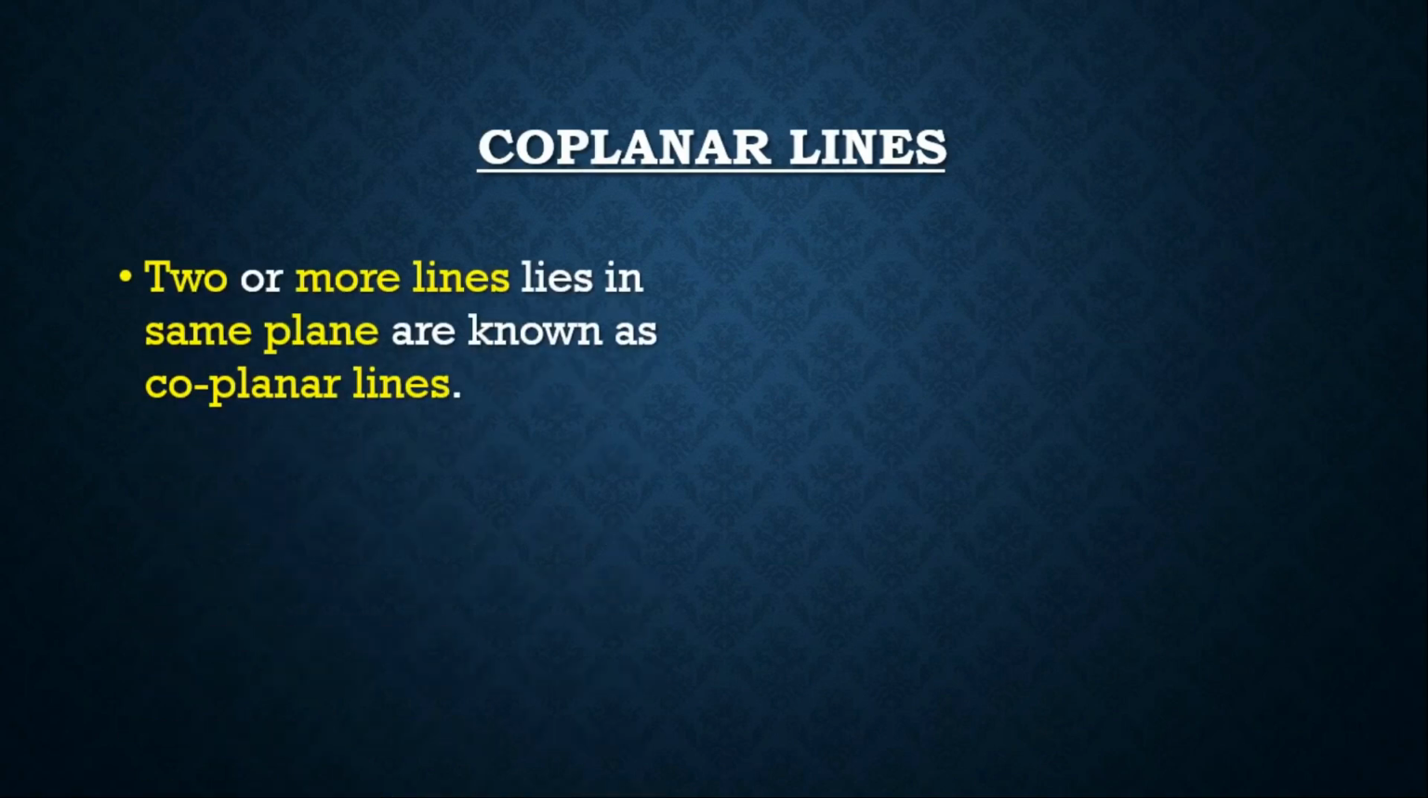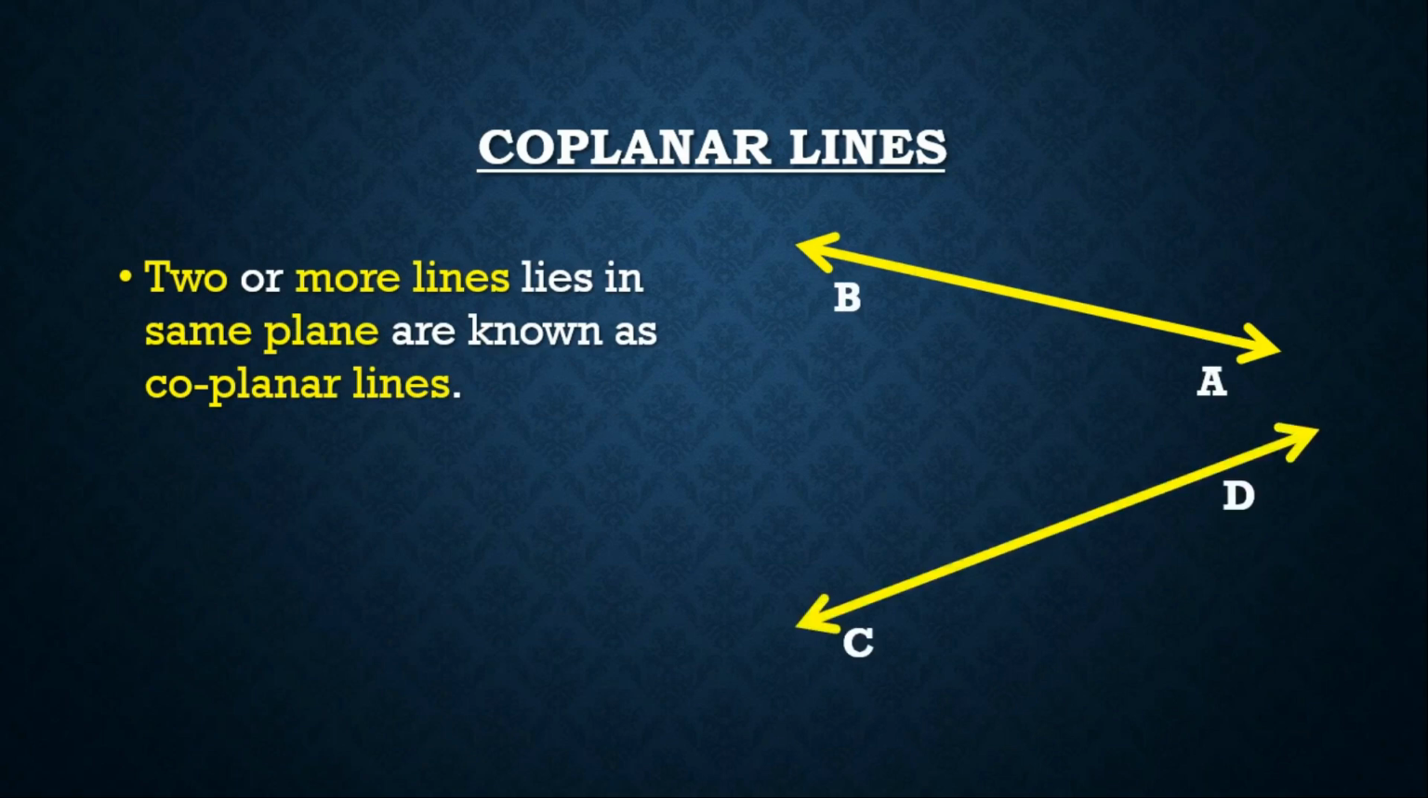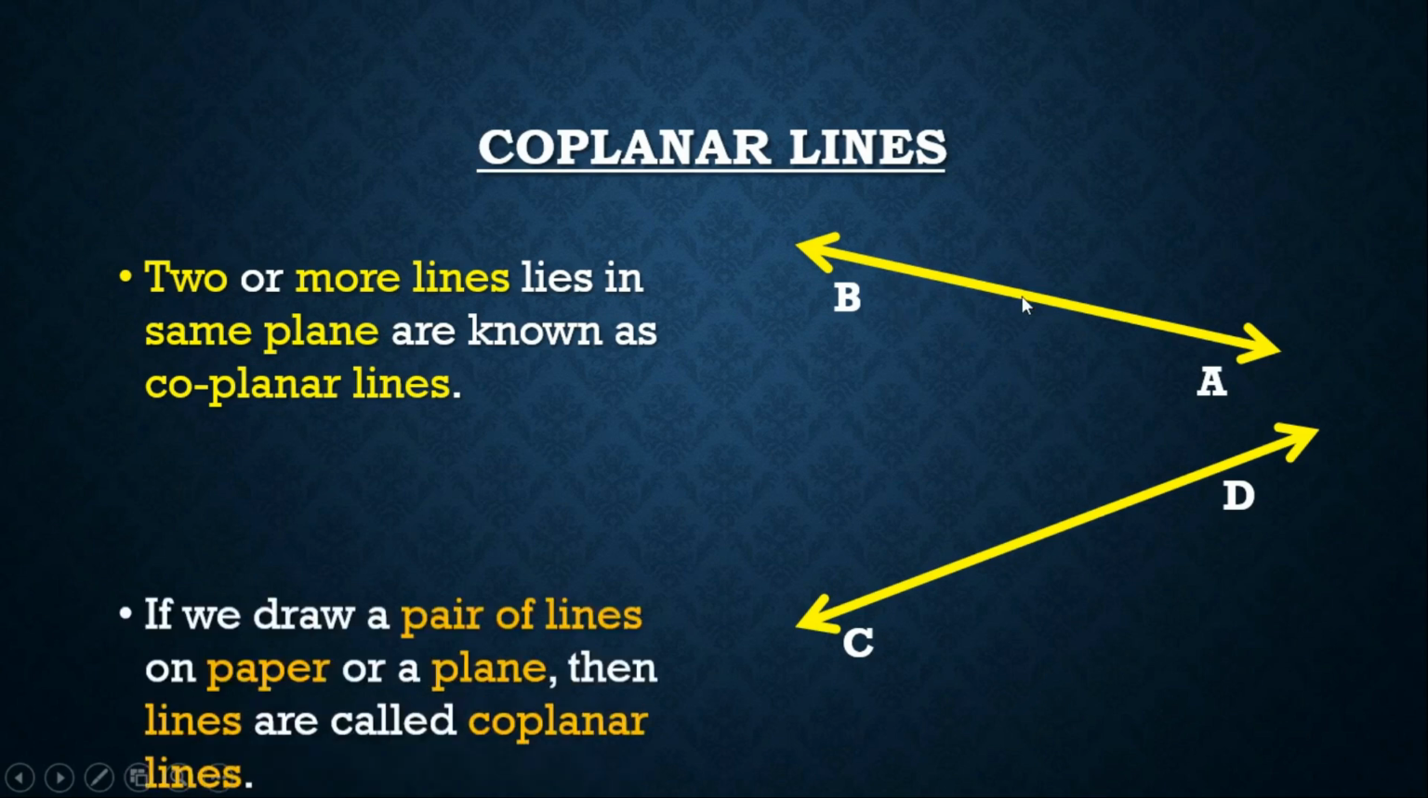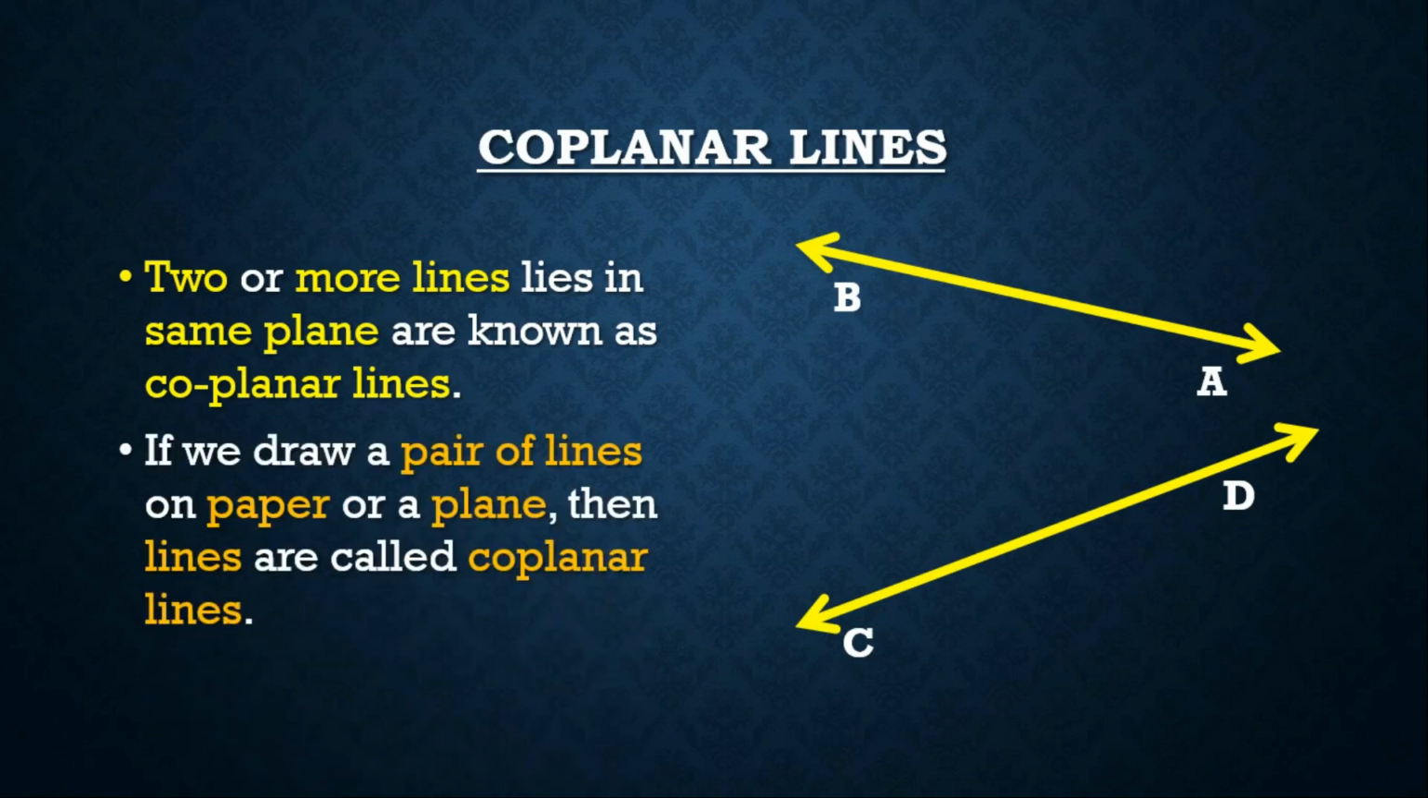So now we will see what are coplanar lines. Two or more lines that lie in the same plane are known as coplanar lines. See the example. Here is the line AB and here is the line CD. These are the two lines drawn on the screen, or on the paper, or a plane. So these two lines are known as coplanar lines. Why? Because they are lying on the same plane.